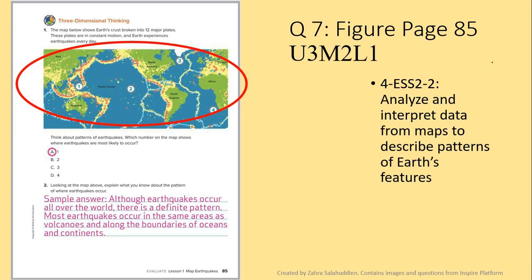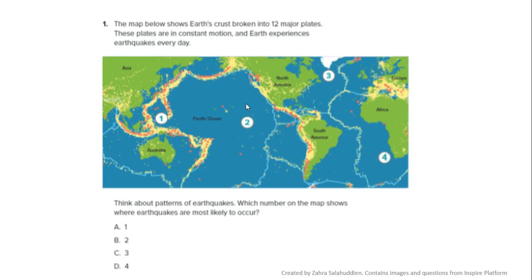Now let's review page 85. On this page, they will only ask you a question about this picture. They may change the numbering a little bit, but it's very unlikely. So let's review what we have. This picture shows these blue lines, which are called plate boundaries. The plate boundaries move together, they can move away from each other, and they can slide past each other. And when they do this, they cause earthquakes.